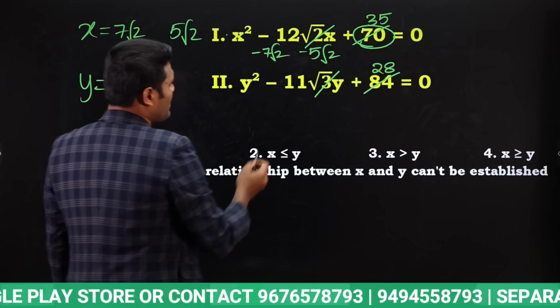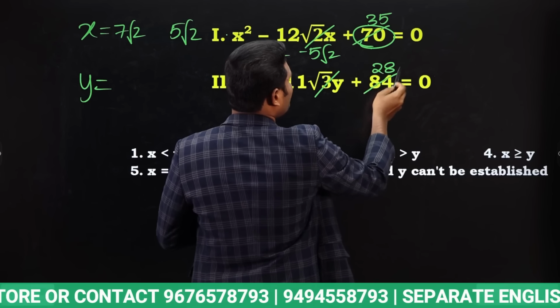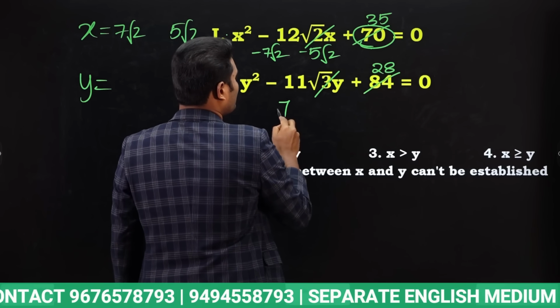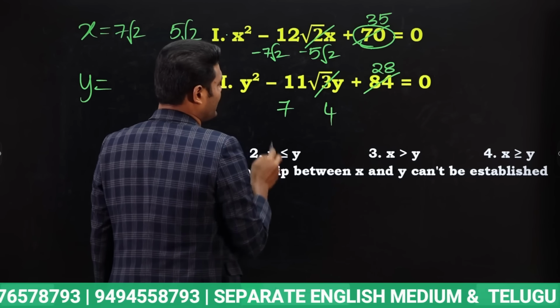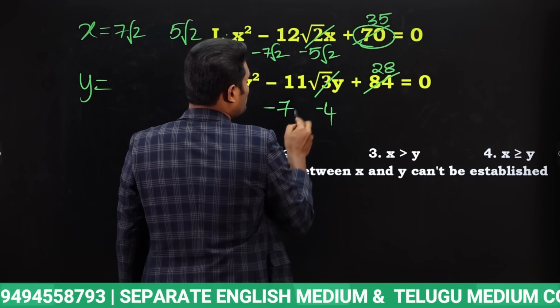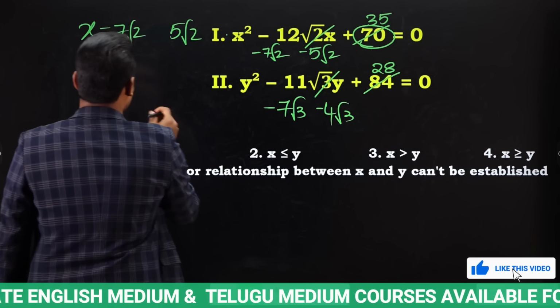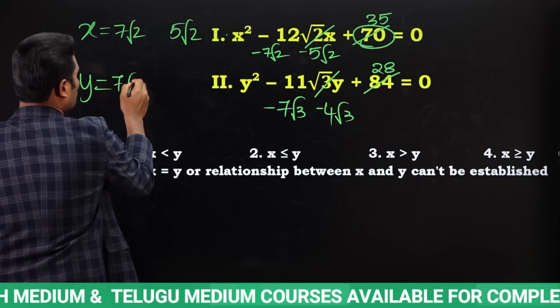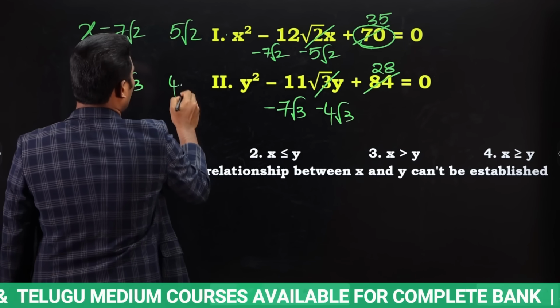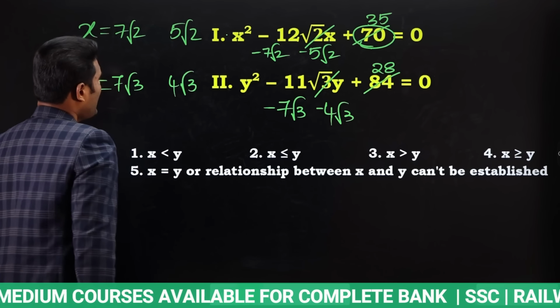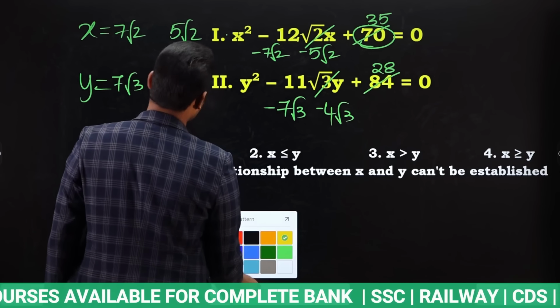If you find the y value, how can you write 11? Actually, you need 28. 28 you can write as 7 fours, it will be 28. So minus 7 minus 4. You have root 3, so write that root 3. Root 3, root 3. Okay. Now the roots will be how much? The roots will be 7 root 3. This will be 4 root 3. Okay. Now just start the comparison.